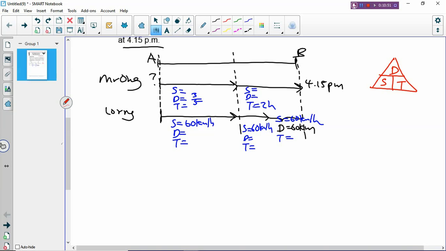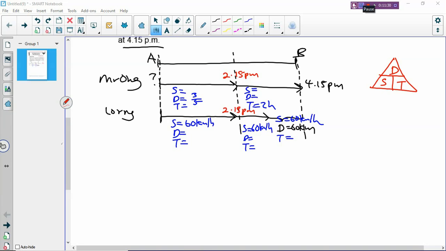So if you look at the model, is there any values that we can find? Is there any values that we can find easily? So if you think carefully, I can find what time Mr. Ong caught up with the lorry. So 4:15 minus 2 hours, so Mr. Ong must have caught up with the lorry at 2:15 p.m. That is what we can do. And then the lorry was at this place at 2:15 p.m. as well. Alright, and then what else can we do? Is there anything else that we can find?